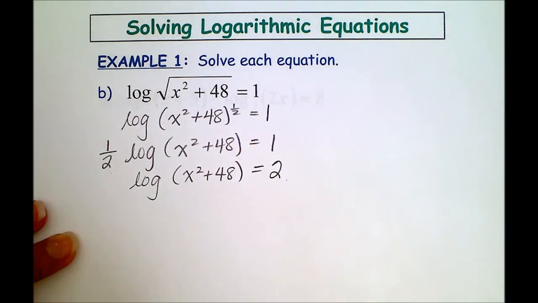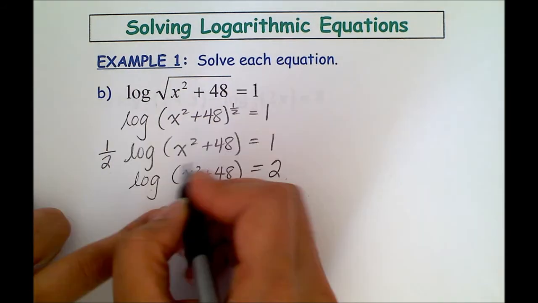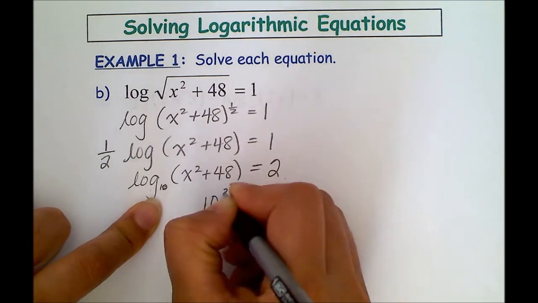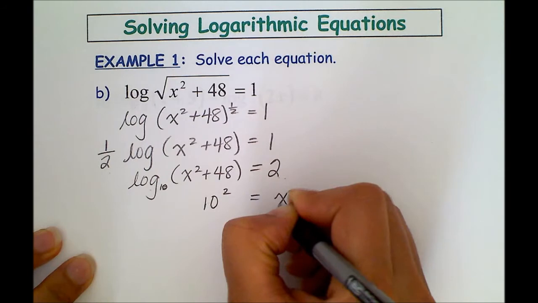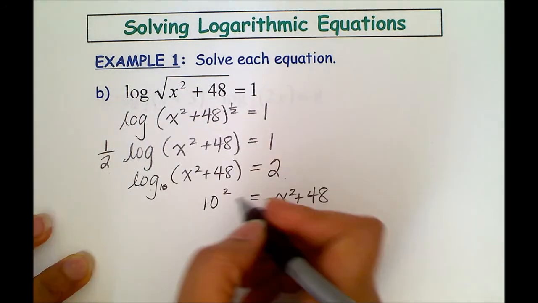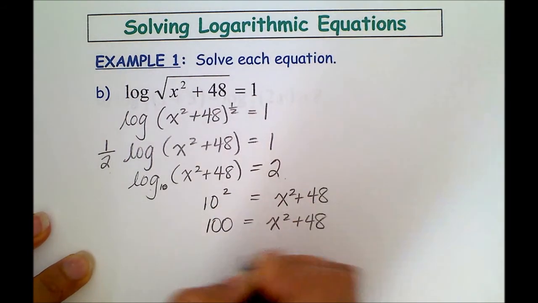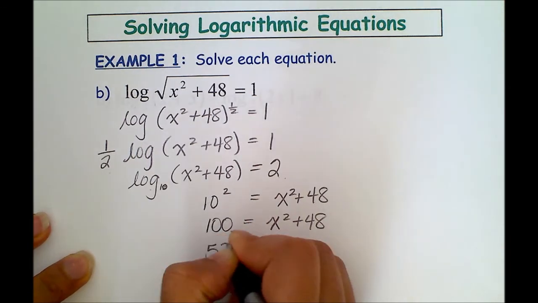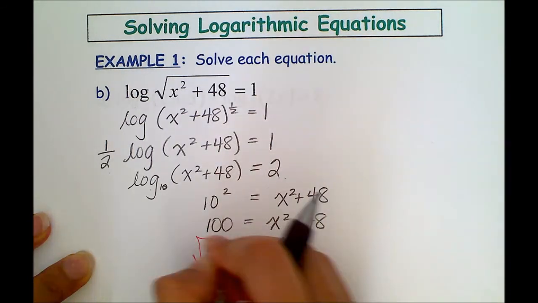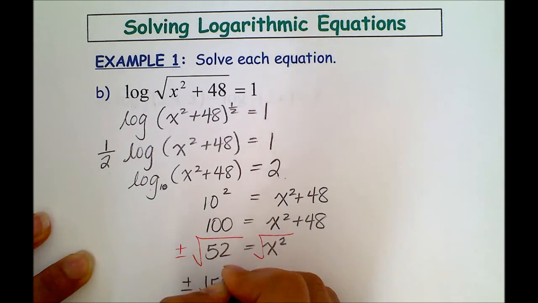Now at this point, because I have log equals a number, I can change this into exponential form. My base here is 10. So I have my base to my exponent, which is 2, equals my answer. And so I get 10 squared equals x squared plus 48. That gives me 100 equals x squared plus 48, which means x squared equals 52 if I rearrange it. And if I square root both sides, remember it's plus or minus every time you take the square root, I get x equals plus or minus the square root of 52.